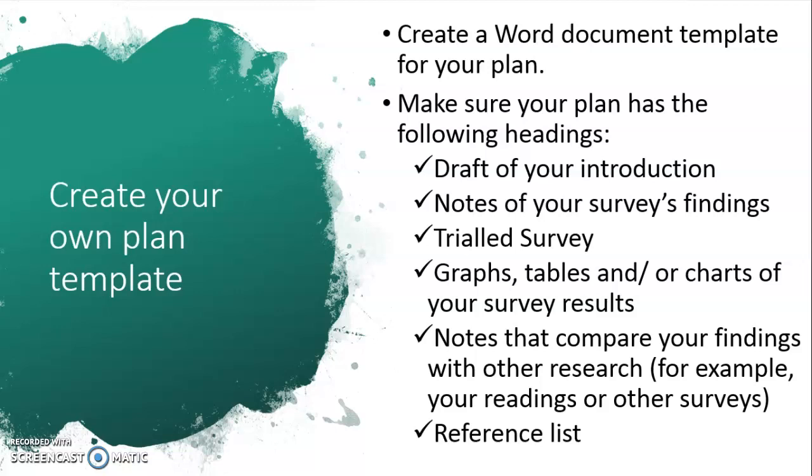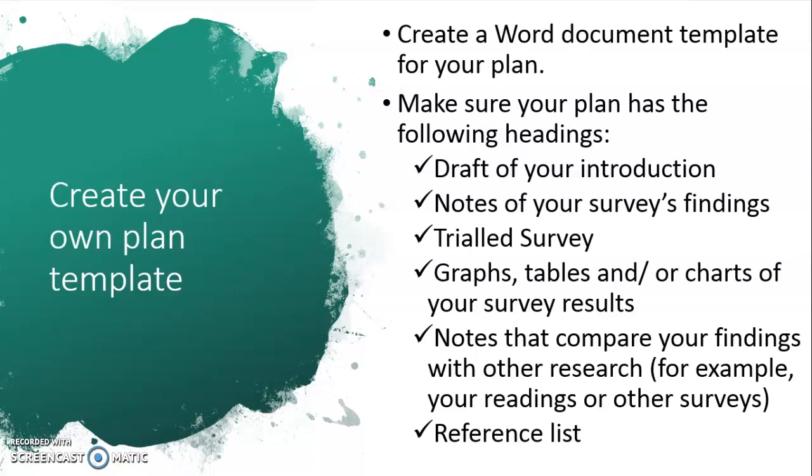Now for your plan, you're going to create a Word document, some sort of template. It's up to you exactly how you do it. I suggest either a table or just headings, and put in the stuff that you need. So you're going to include a draft of your introduction, and I will discuss all of these in more detail later. You'll also have notes of your survey's findings, a trialed survey. That means that you've written your survey, you've shown it to me, I've given you some feedback, you've done your second draft of your survey, and then we've delivered it in class, and you've fixed it up a little bit after that.